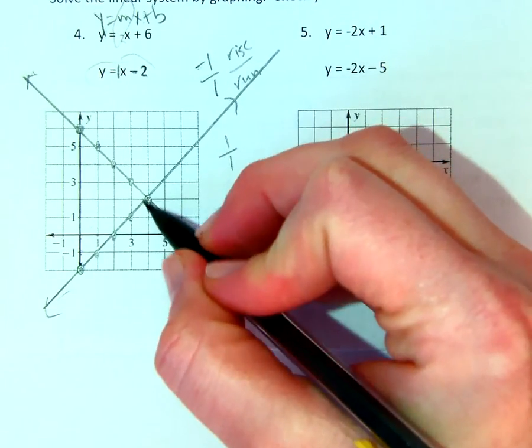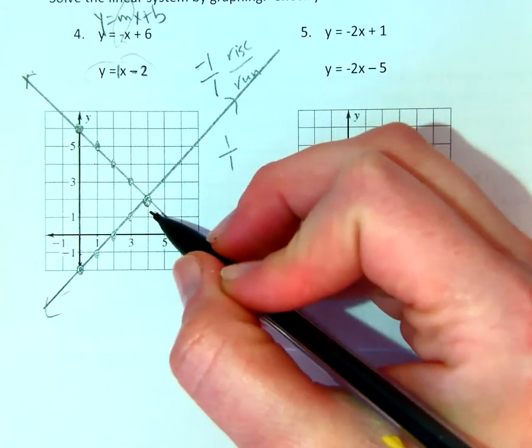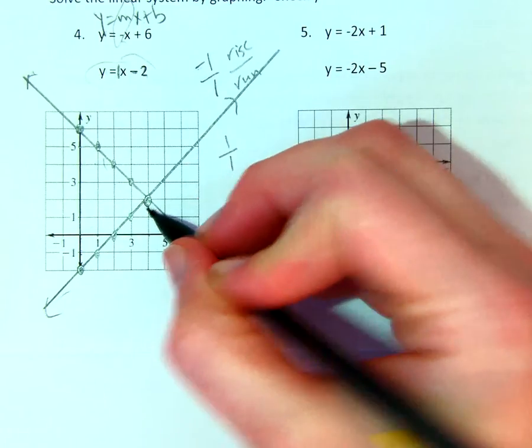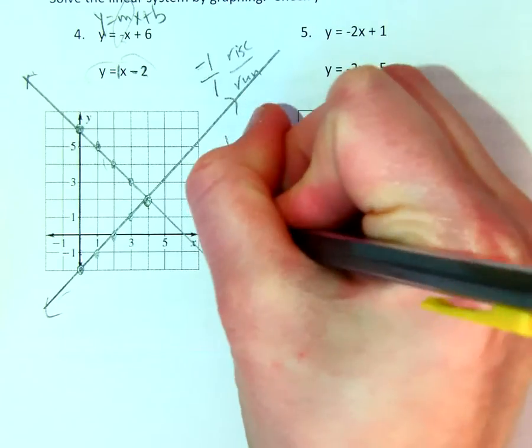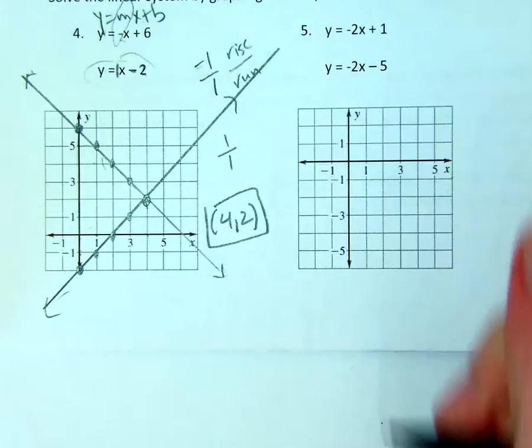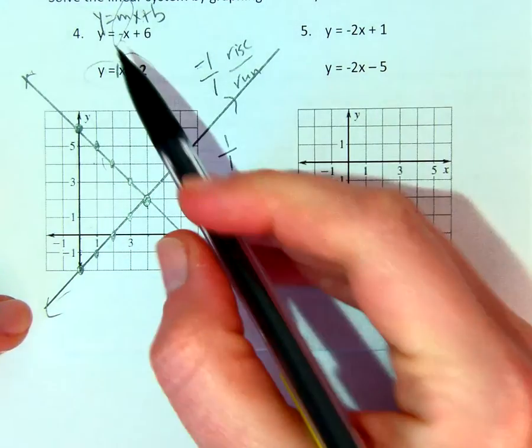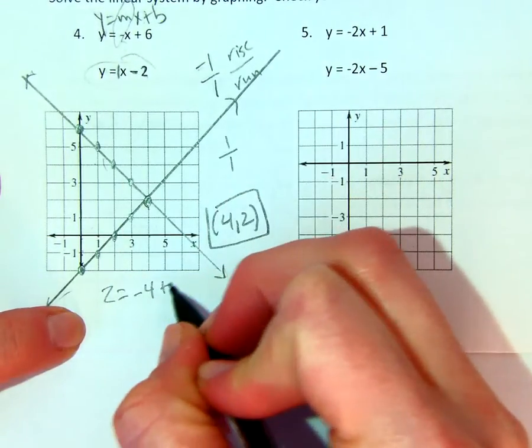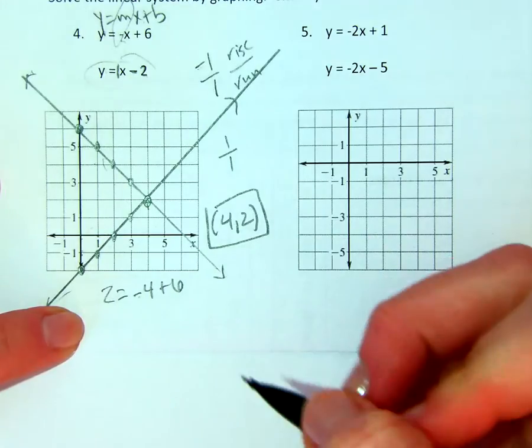Right here, both of these lines cross. That means this one point is a solution to both lines. Over 4, up 2. I can plug it in and check. Plug in a 2 for y. Plug in a 4. -4 plus 6 is in fact 2.